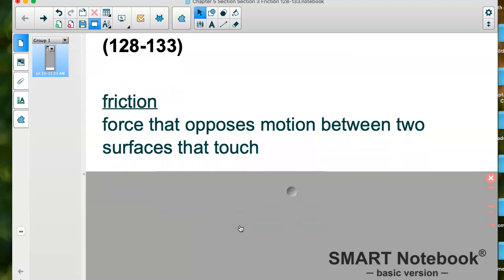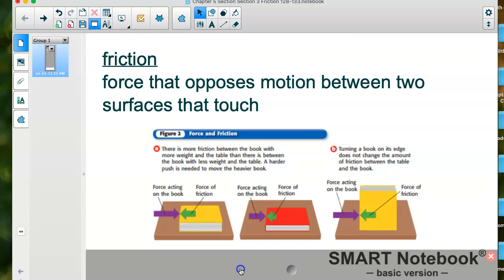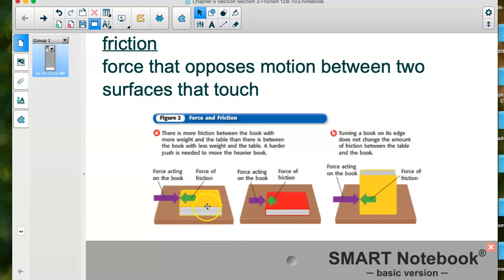So generally speaking, friction is a force that opposes motion between two surfaces that are touching. A simple example where we talk about forces and friction: there's a book sitting on a desk, right? And it's a larger book. In this case, the yellow one is larger than the red one. Think of it that way.